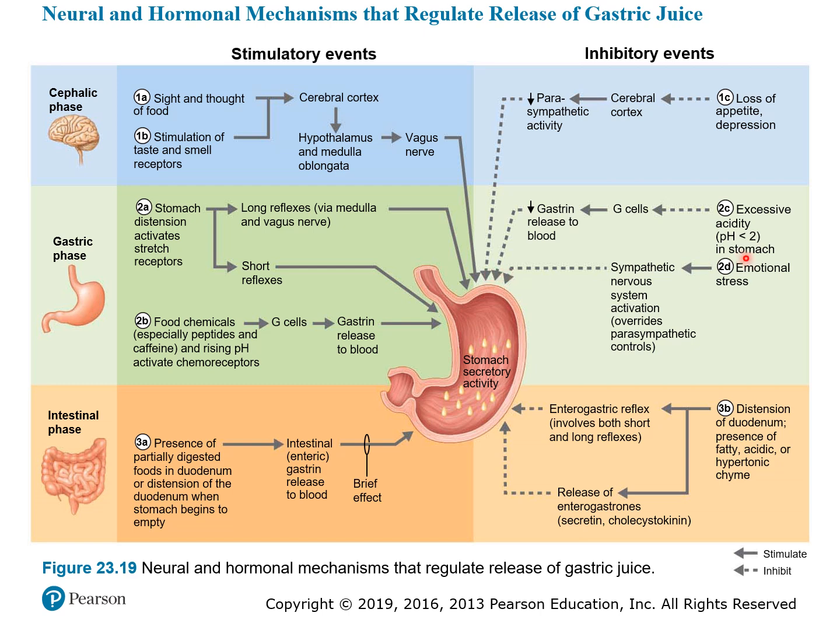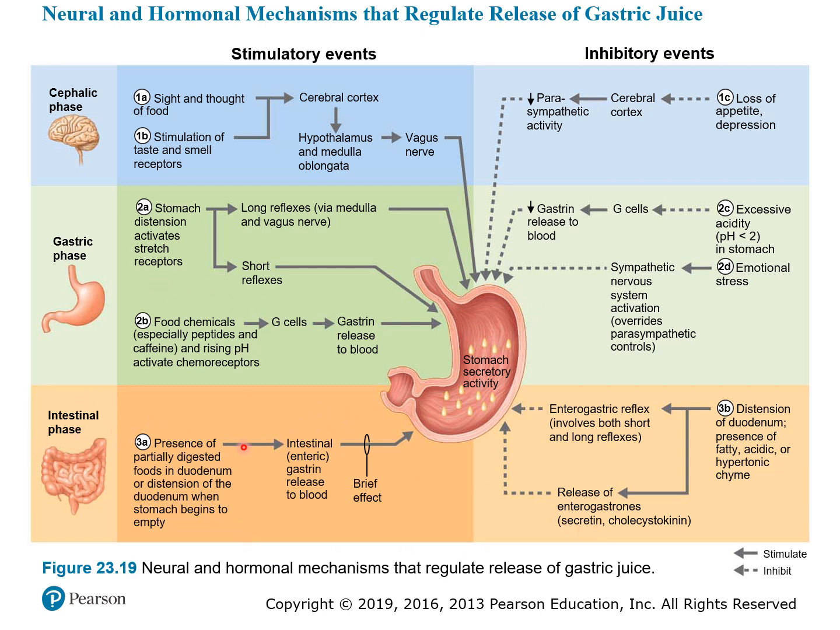And then when there is emotional stress through sympathetic nervous system activation, it then overrides the parasympathetic controls. Many times when people are depressed, they don't feel like eating. All right, so this is the gastric phase. Now we were talking about the intestinal phase.